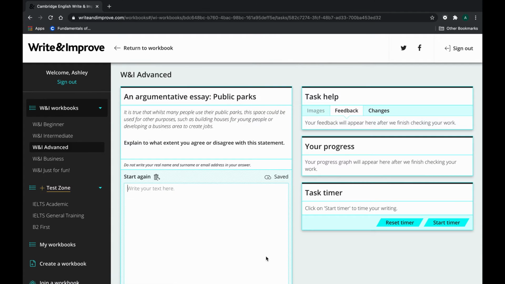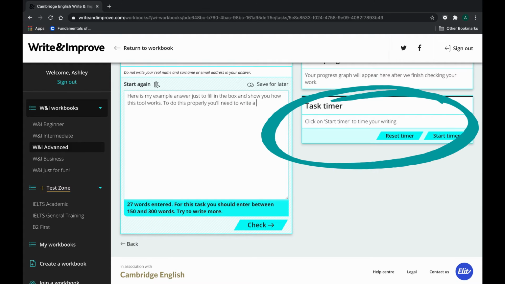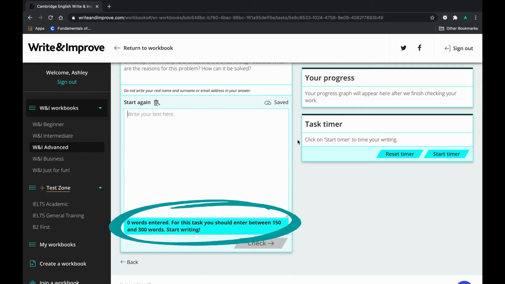Once you've chosen your task, you'll see a task box where you can write your answer. As you type, you will see a word counter, and there's also a timer to see how long it takes for you to write your essay. Now, on the Write and Improve website, you will always see write between 150 and 300 words. But what you should be aiming to do is write between 240 and 280 words, because this is exactly what you need to do in the C2 exam.